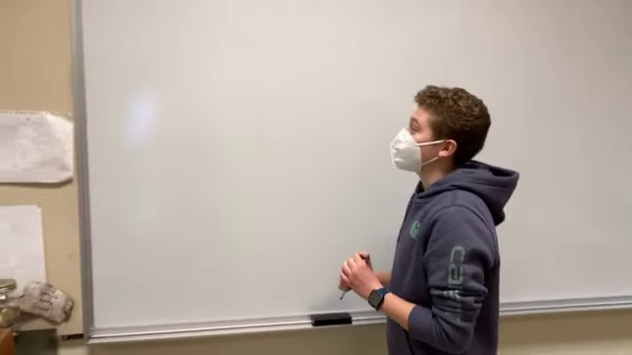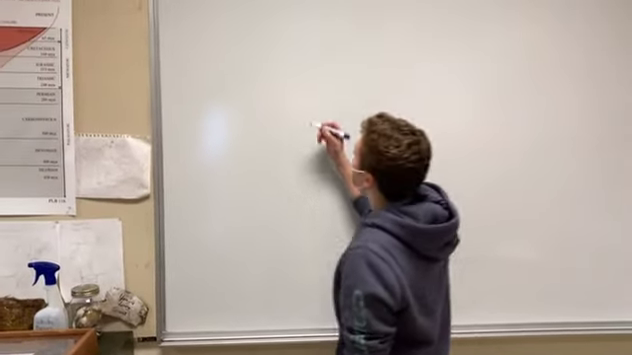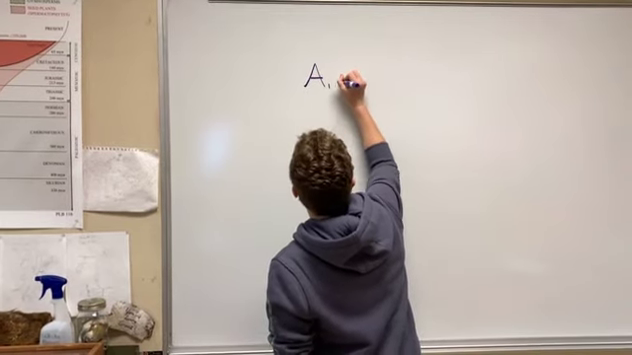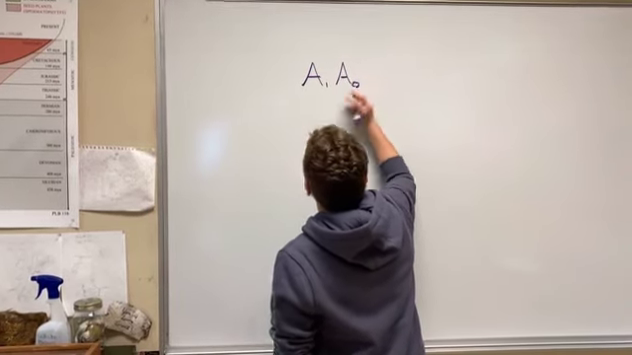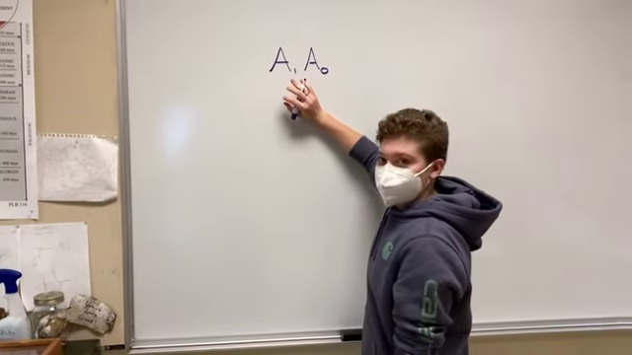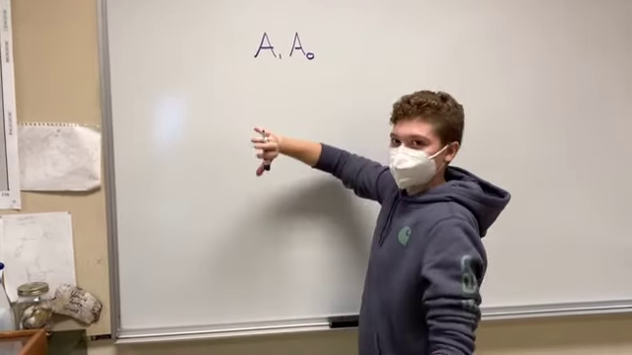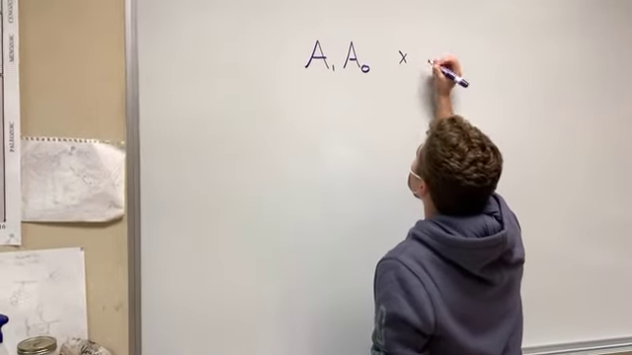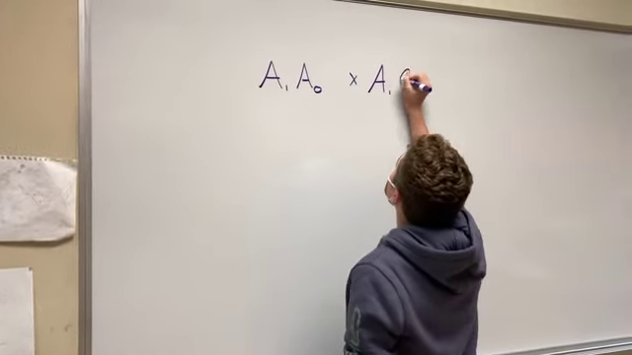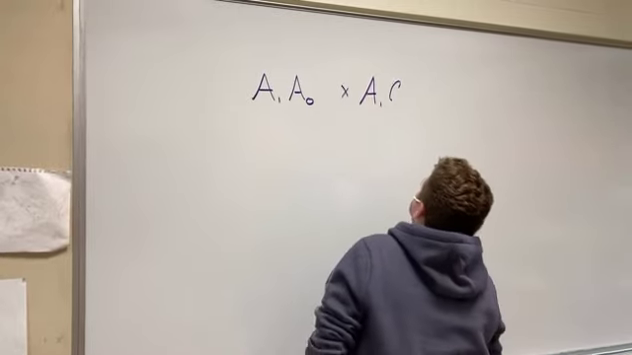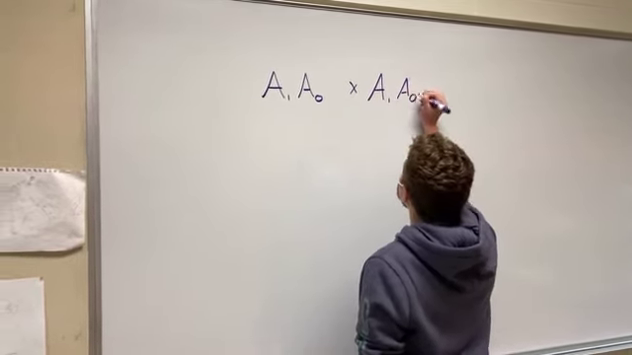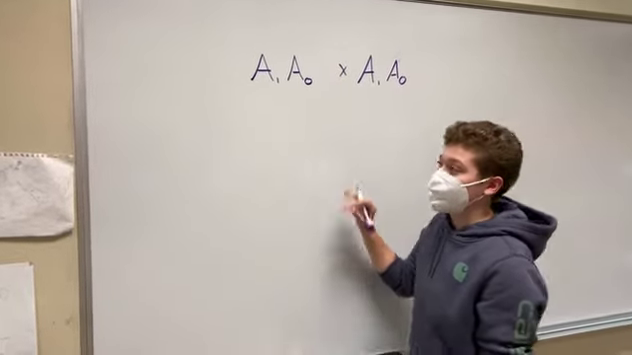So we'll start with our monohybrid. This is when you only have one gene with two alleles. We'll call it A. We've got A1, A0. We're going to cross this with another A1, A0. These guys are both heterozygous.